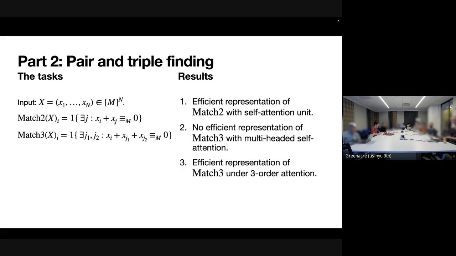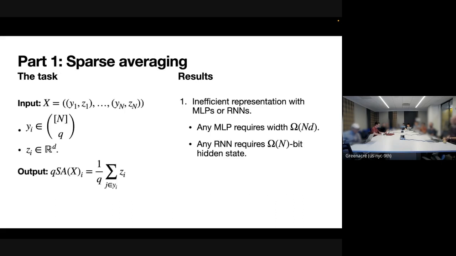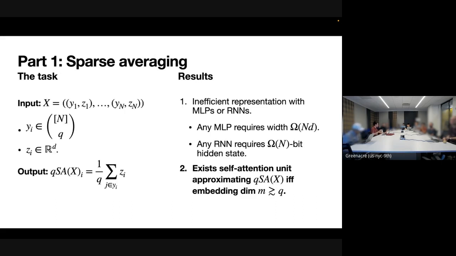Can you go back to the previous slide? This was more clear. Again, if you want to give a high level, the inefficient representation. So the first result is a hardness that you get out of communication complexity again, or not?